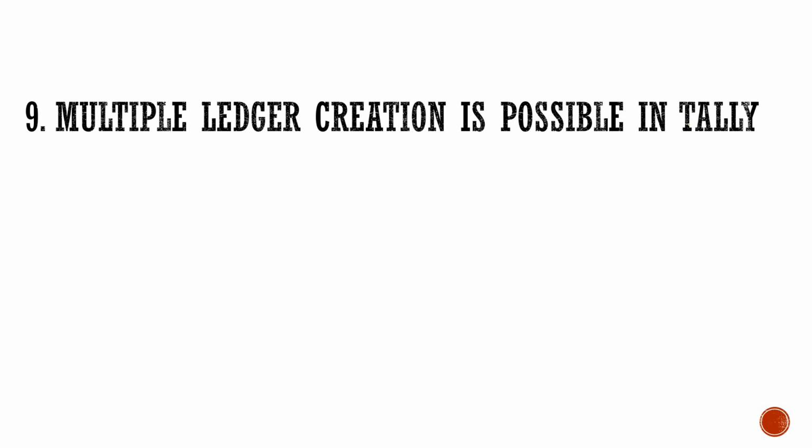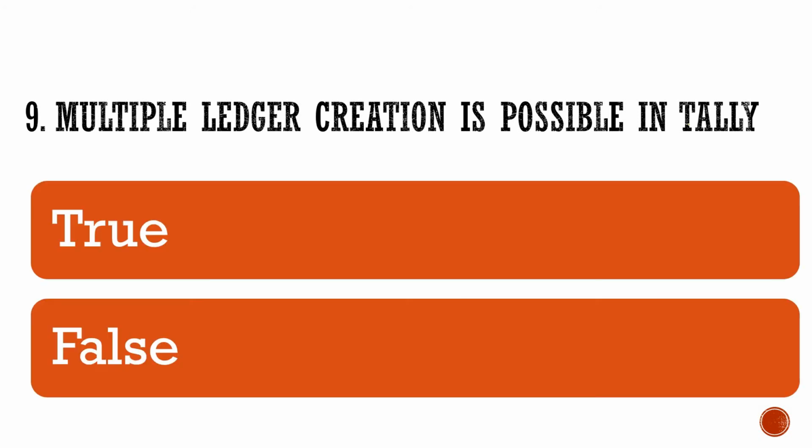Now next question: is multiple ledger creation possible in Tally? Yes, it's possible. True. Now how do we do multiple ledger creation? If you're creating a ledger, the steps are: you go to accounts info, then ledger, and then create. On that create, you get two options. One is single ledger creation and another is multiple ledger creation.